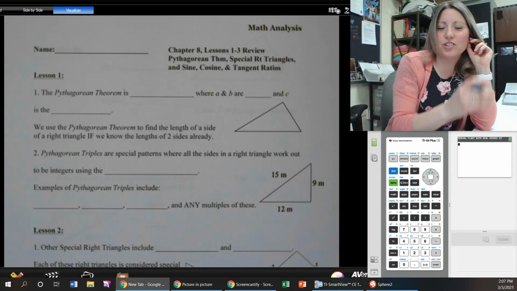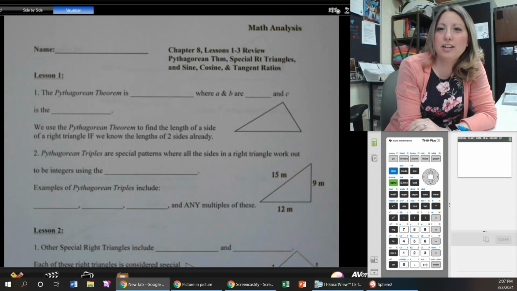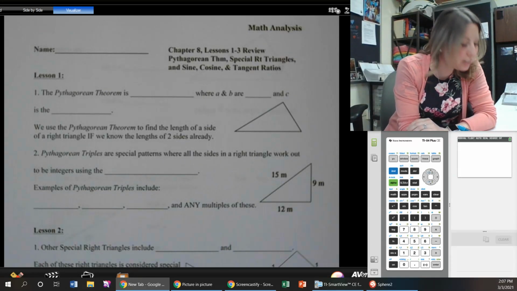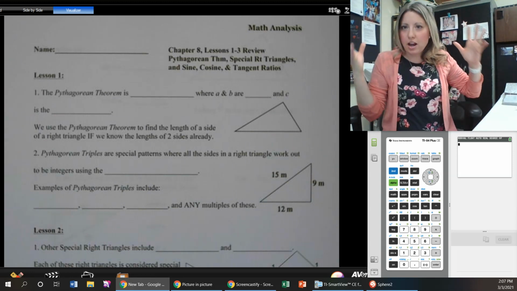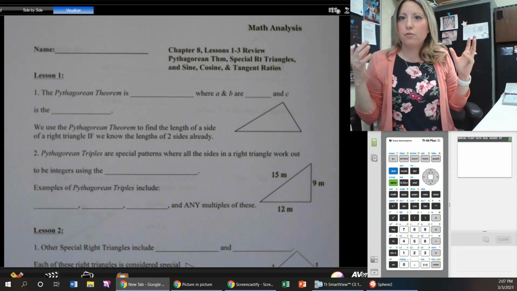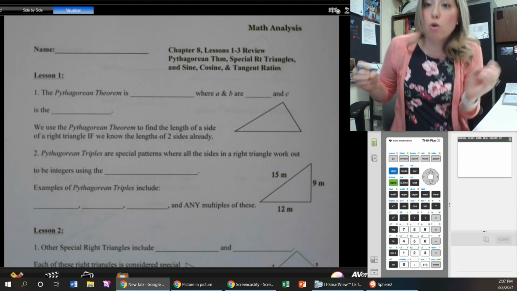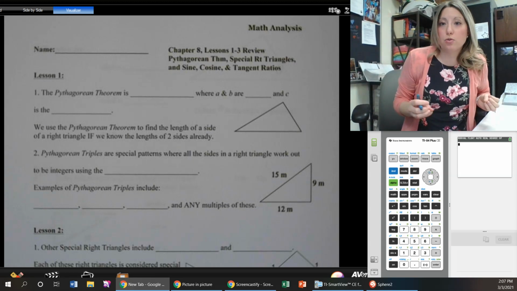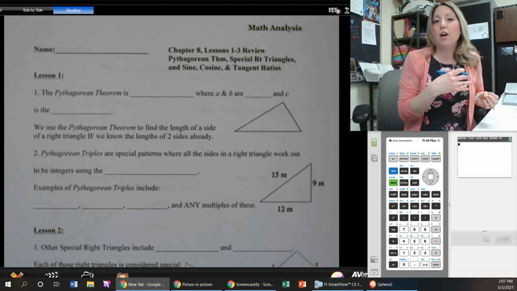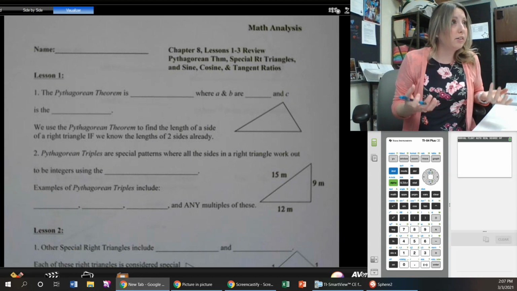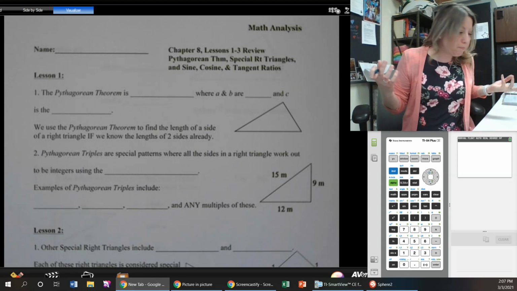Math Analyzers. Let's review Chapter 8, Lessons 1 through 3 together. So we'll stop and talk about what we have reminded ourselves about so far as it goes with the Pythagorean theorem and special right triangles, and then the sine, cosine, and tangent ratios that we use, right?